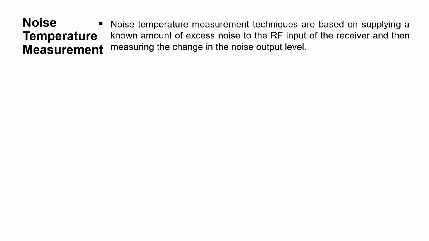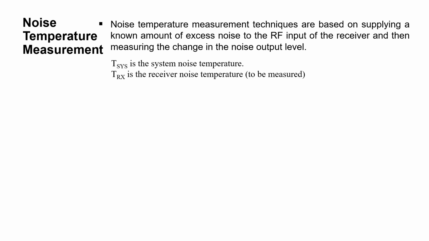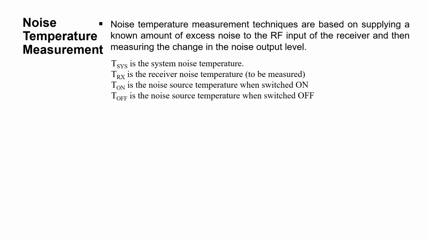Noise temperature measurement techniques are based on supplying a known amount of excess noise to an RF input of a receiver and then measuring the change in the noise output level. So let's first define a few terms. T system is the system noise temperature. Trx is the receiver noise temperature to be measured. T on is the noise source temperature when the input noise is turned on, and T off is the noise source temperature when it is switched off.